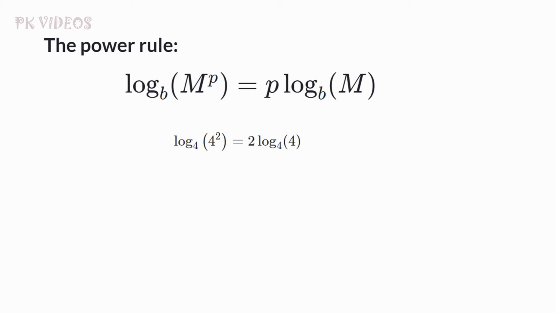Log 4 squared to the base 4 can be expressed as 2 times log 4 to the base 4. Now when you check this, there is log 16 to the base 4, since 4 squared is 16, and 2 times log 4 to the base 4. Log 16 to the base 4 is 2 and log 4 to the base 4 is 1. 2 times 1 is again 2. So the expression is true.